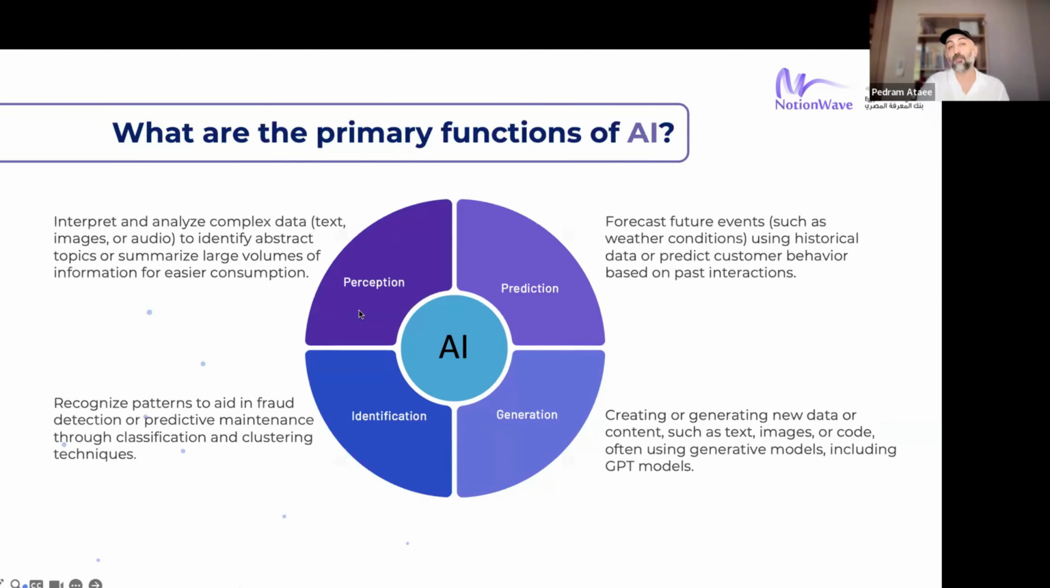Perception and generation are mostly Gen AI functions, and prediction and identification are mostly traditional AI functions. Again, they have some overlap. I cannot say you cannot use traditional AI for perception, or you cannot use Gen AI for identification, but they are not designed to do that. Gen AI is designed for perception and generation, and traditional AI is designed for prediction and identification.